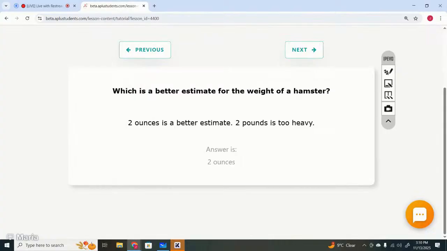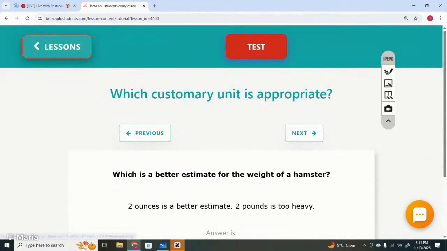We can measure weight using so many units, like ounces and pounds, right? Ounces is used to measure things that are not too heavy. To measure the heavy things, we use pounds, right? The weight of the hamster is too little, so 2 ounces is a better estimate, and 2 pounds is too heavy. Let's just start with the test questions.